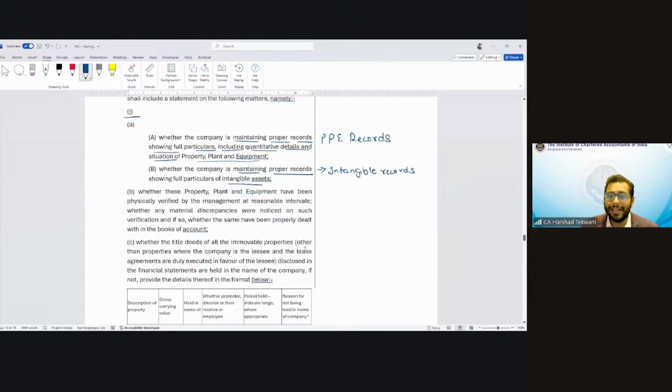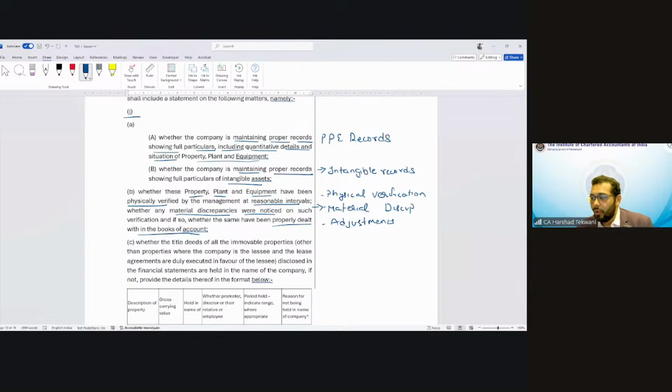Then you are required to report whether these plant, property, and equipment are physically verified at a reasonable interval. Number one. Number two, if any material discrepancies were noted, then have they been properly dealt with in the books of accounts? So discrepancy, physical verification, and adjustment. Three things in one single part. Physical verification, then material discrepancy, and the third one is your properly dealt adjustments. These three things are there in one particular part that you are required to report.